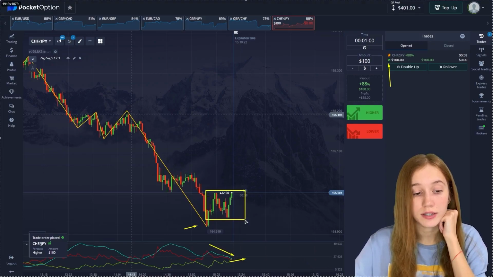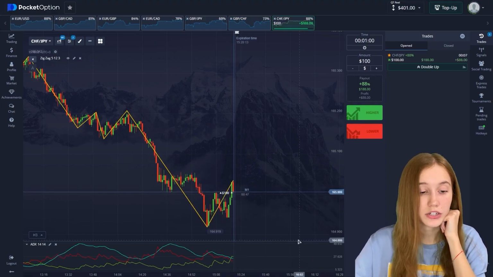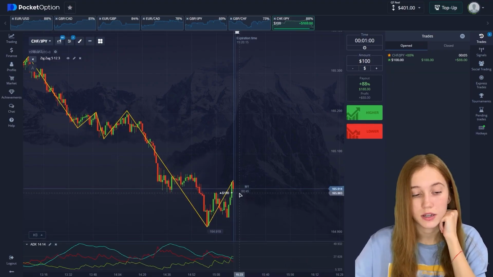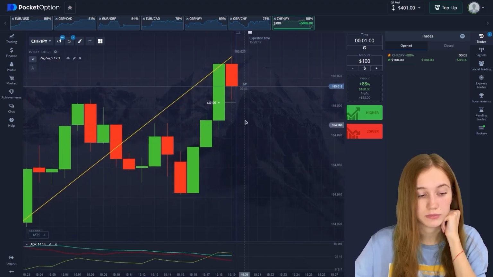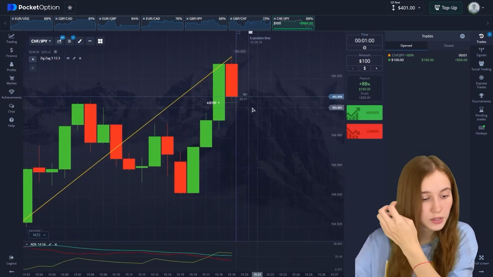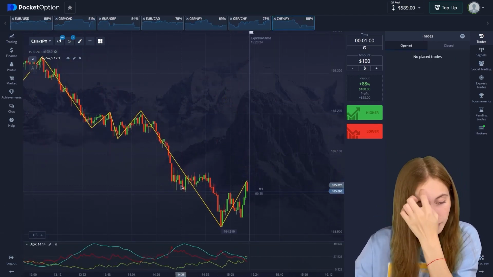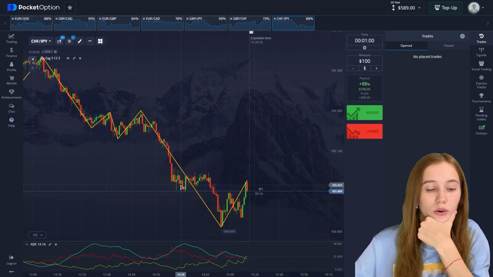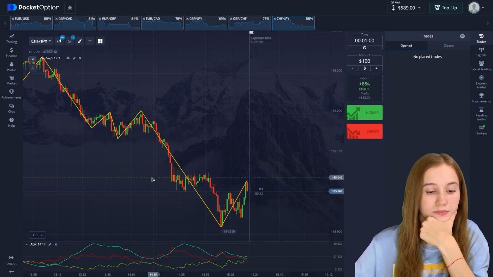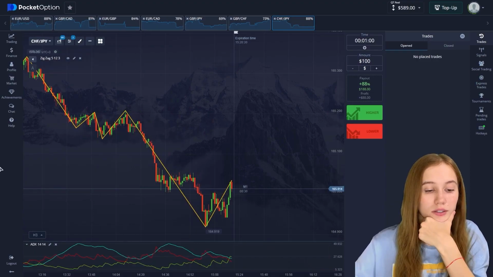Intensity is decreasing. We see consolidation. There are 5 seconds left, and we're zooming in. Yeah, plus deal. Profit is $88. Good.